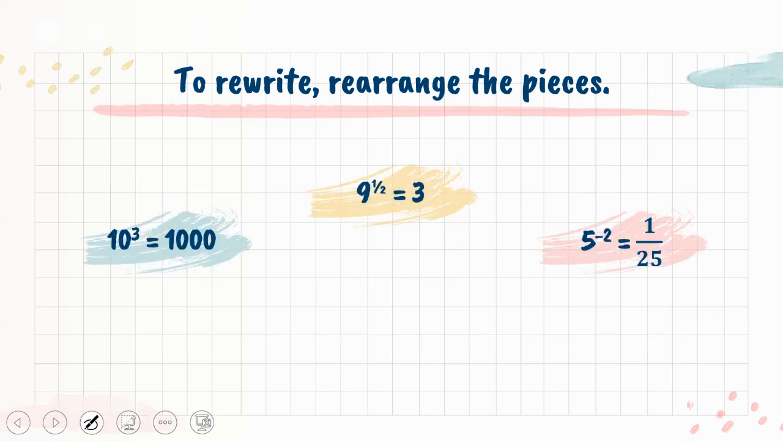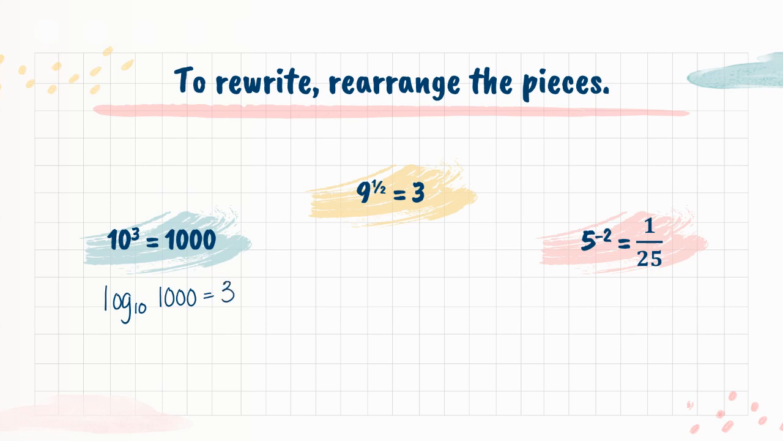Now we're going to go in the other direction. We're going to take an exponential and we're going to rewrite it as a log. So let's start with log. Our base, remember, goes with the log. So this is a base 10. Next comes our answer, which is 1,000, and that's equal to our exponent, which is 3.